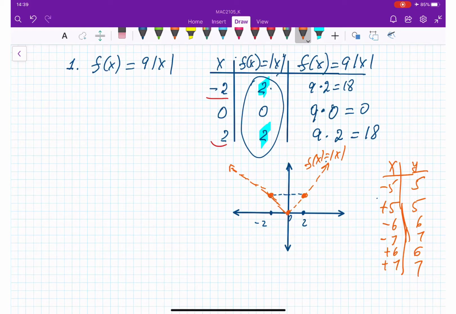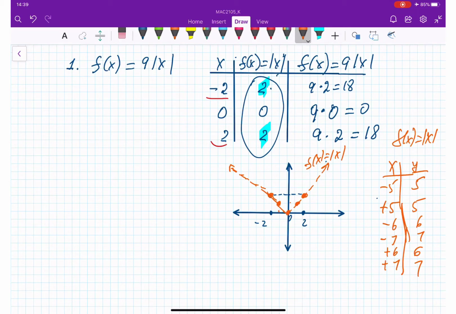Okay, which means you don't need this table for f of x equal to absolute value of x. You can take 2 points, let's say 1 and 1 here, and negative 1 here, and here is 0, and provide lines. At 45 degrees, it's going to go right in the middle of the quadrant. Okay, because we are drawing y is equal x. All right.